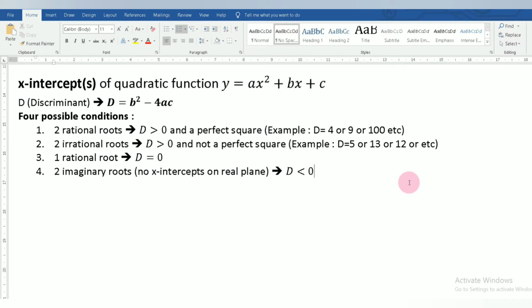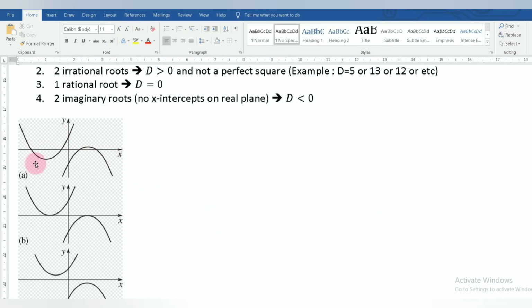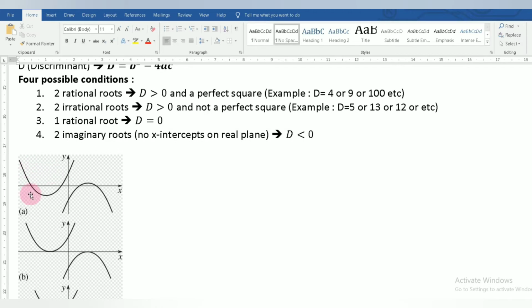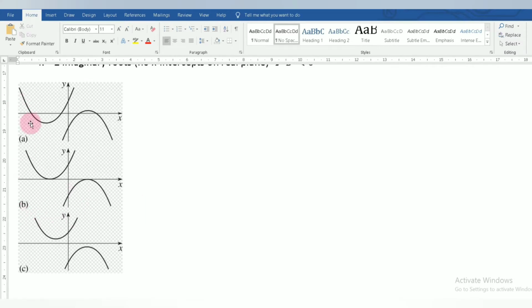Okay, so this is the graph. This is just a sketch. For the first one, there are two different parabolas. This is facing upward, this is facing downward. Again, what determines whether it is facing upward or downward is the value of a. If a is positive, it must be facing upward. If a is negative, it's facing downward.